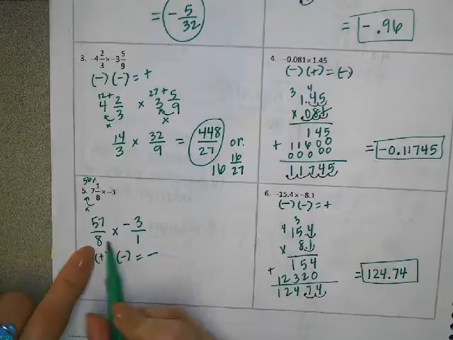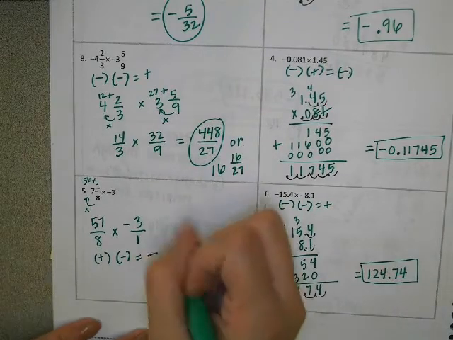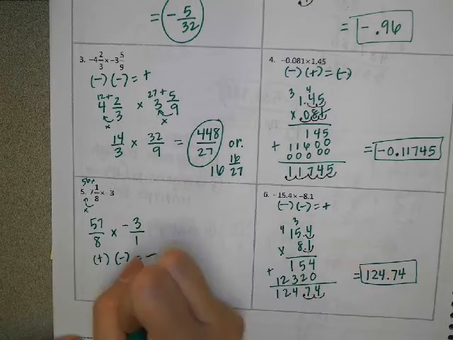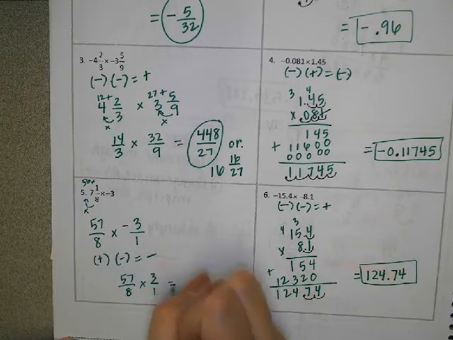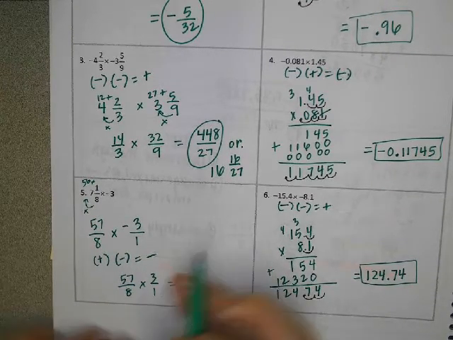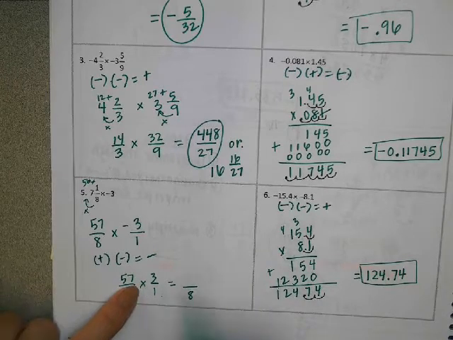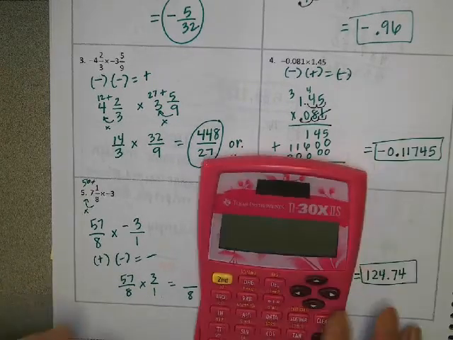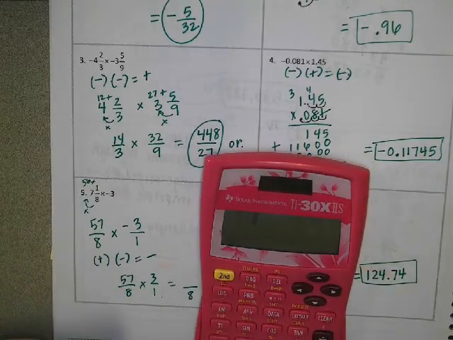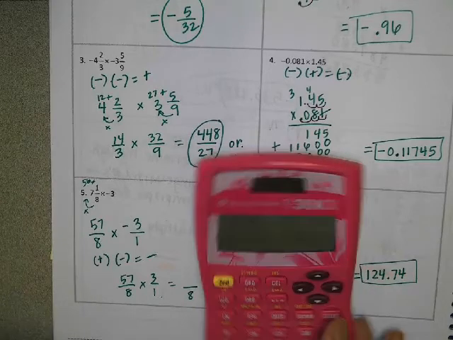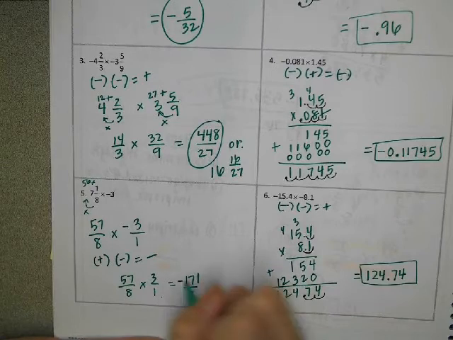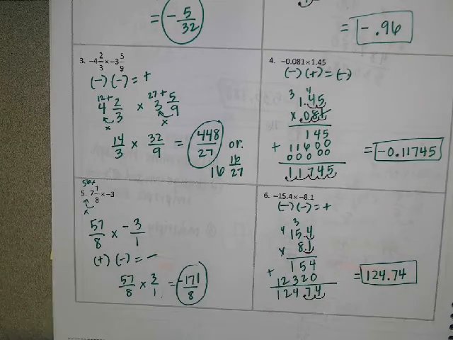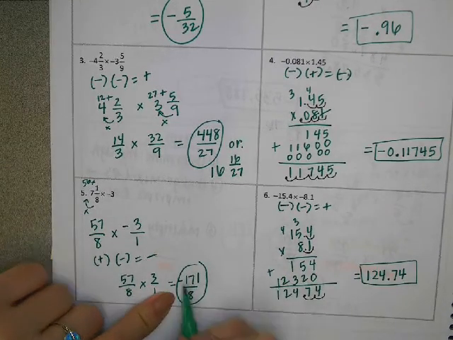So now I'm going to multiply straight across. So 57/8 times 3/1, straight across, 8 times 1 is 8. 57 times 3 in the calculator, what is 57 times 3? 171. So don't forget your negative sign, but you can leave your answer like this as a negative. Don't forget the negative.